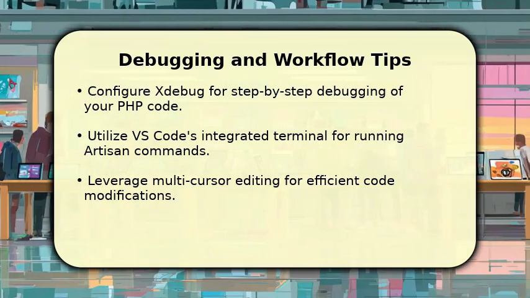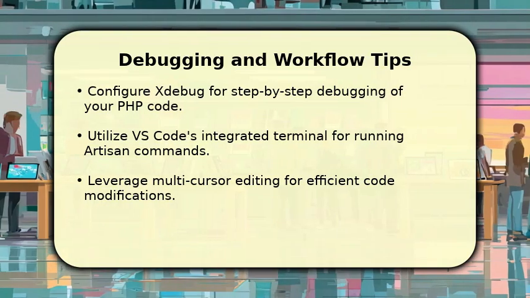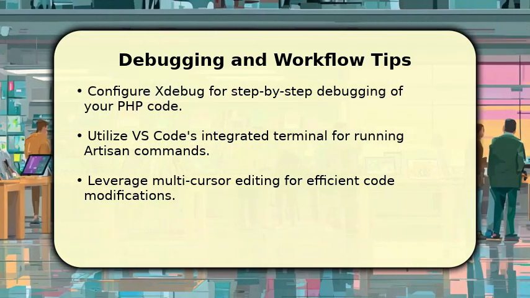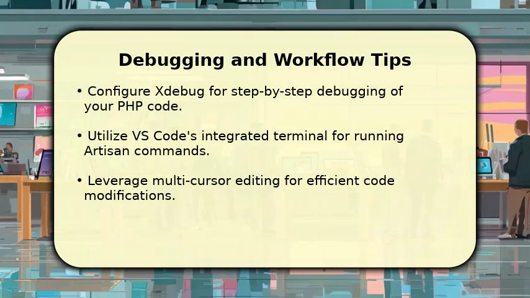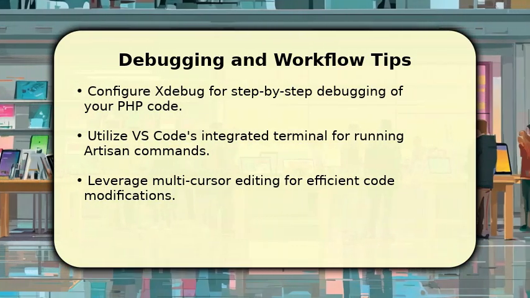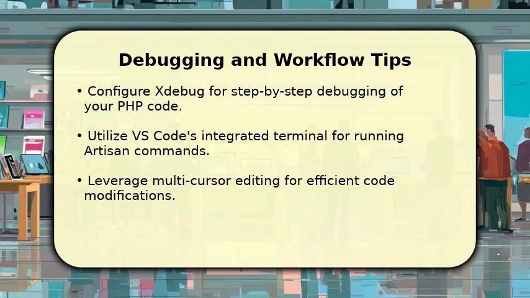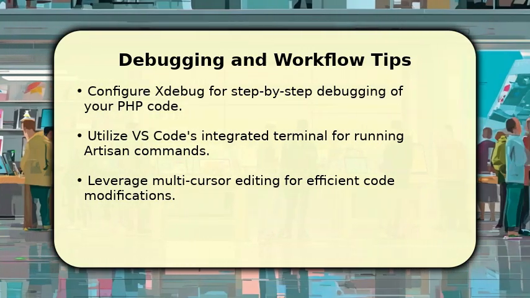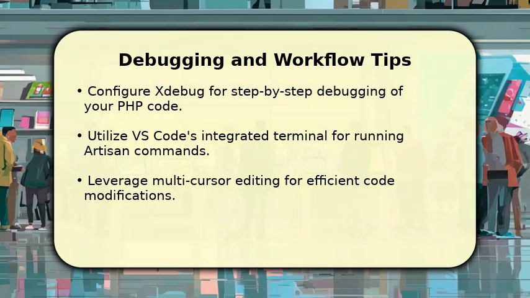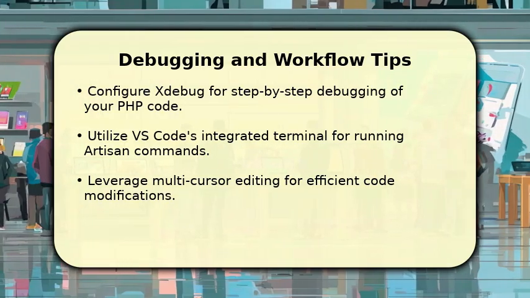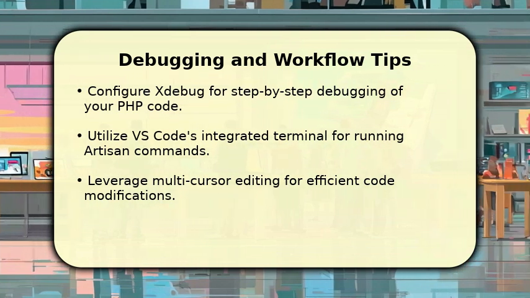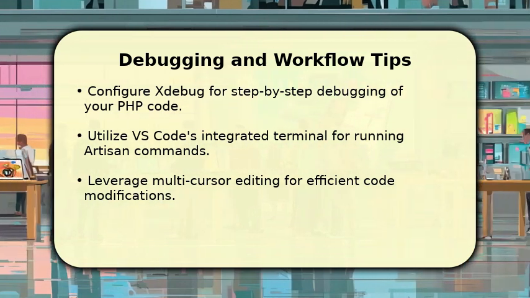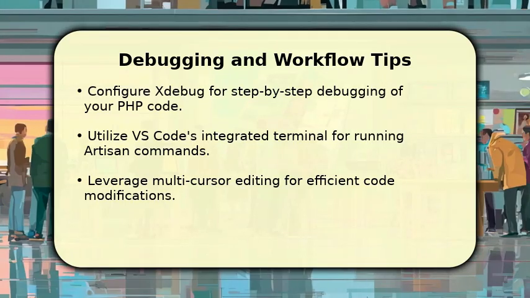Debugging is crucial, and VS Code excels here. Configure Xdebug to step through your PHP code line by line, identifying issues with precision. The integrated terminal is perfect for executing artisan commands, like migrations or serving your application, without leaving the editor. Multi-cursor editing allows you to make identical changes across multiple lines simultaneously, a huge time saver. Plus, the built-in source control makes managing your Git repository straightforward.